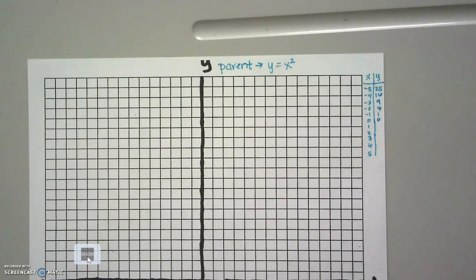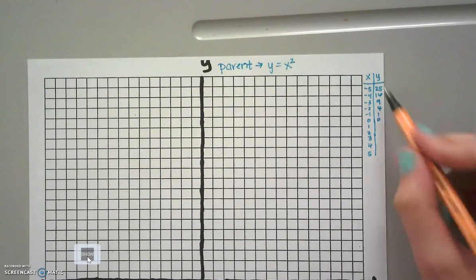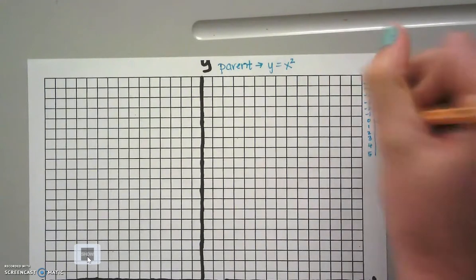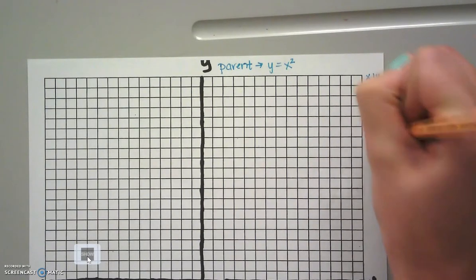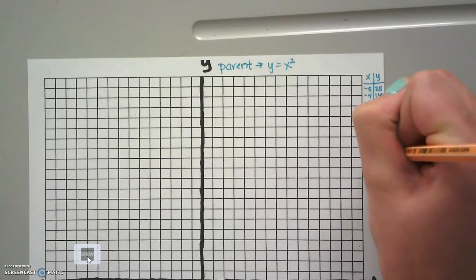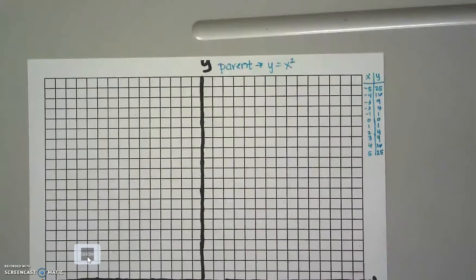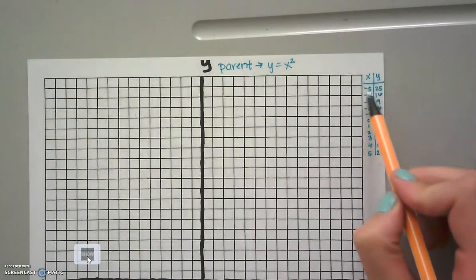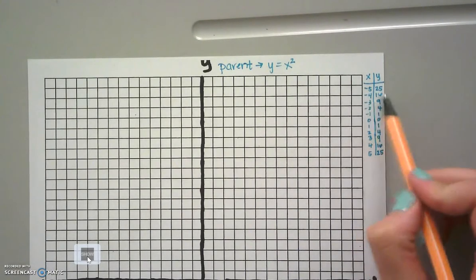The cool thing about a quadratic function is I'm going to get a mirror image. 1 squared is 1, 2 squared is 4, 3 squared is 9, 4 squared is 16, 5 squared is 25. I'm now going to take the time to plot these points. These are all points: -5, 25; -4, 16.